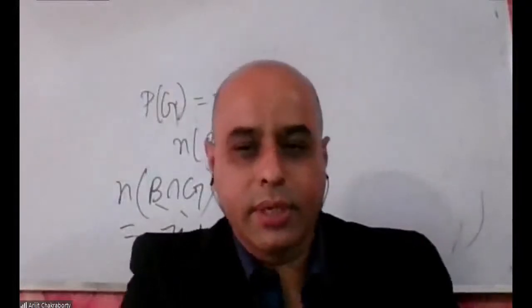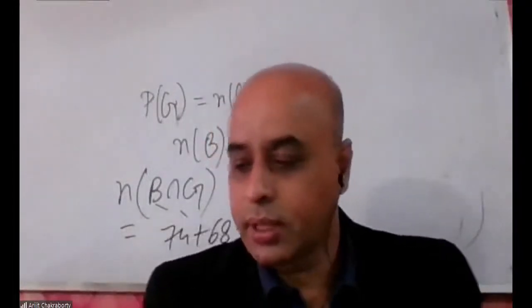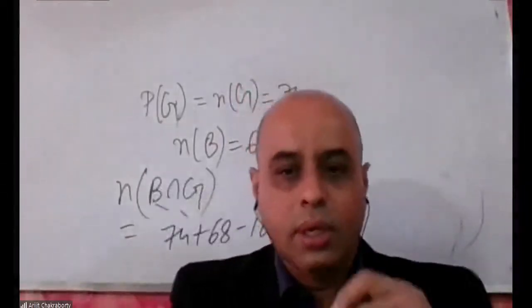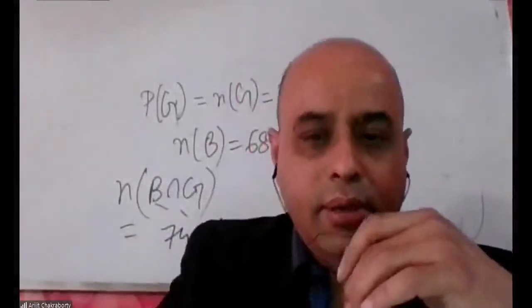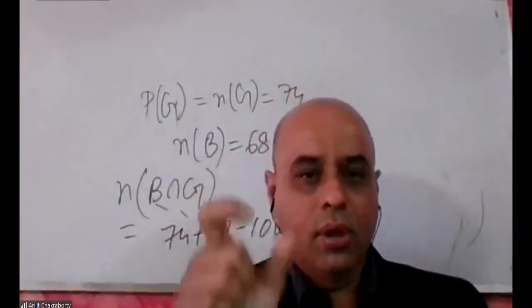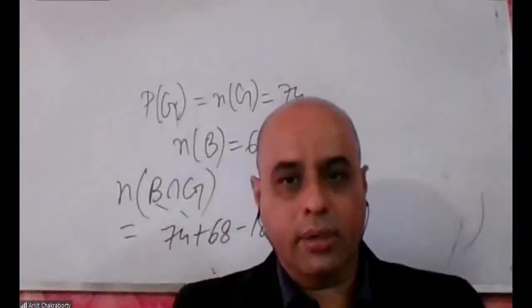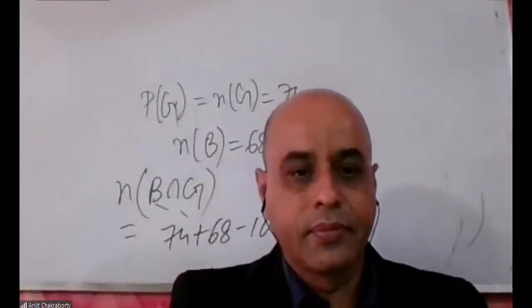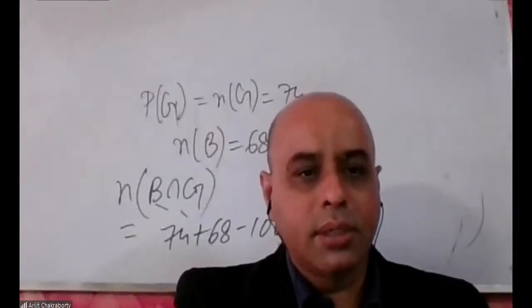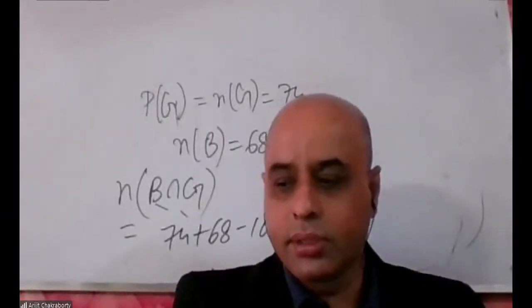If you just work it out, the answer comes to 100: 65 plus 45 plus 42 minus 20 minus 25 minus 15 plus 8. So football, hockey, cricket, and then we subtract all the intersection parts. Okay. Now we go to the last part and check some of the questions here.